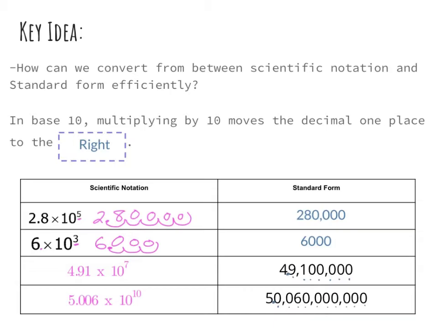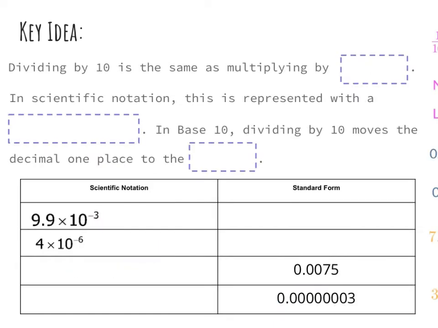Now, this was the way that we could make really, really large numbers, either scientific notation or standard form. So now let's take a look at what to do when we have really, really small numbers. We need to remember that dividing by 10 is the same as multiplying by 1/10, and we remember that from our notes on powers of 10. In scientific notation, this is represented by a negative exponent. So when we have a negative exponent, that means we're going to have a very, very small number on our hands. In base 10, dividing by 10 moves the decimal one place to the left.